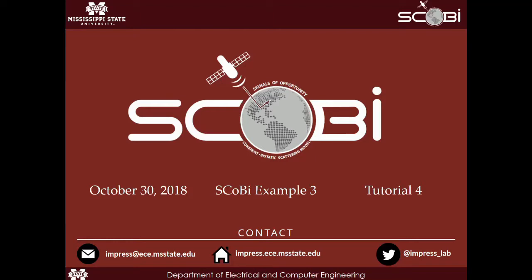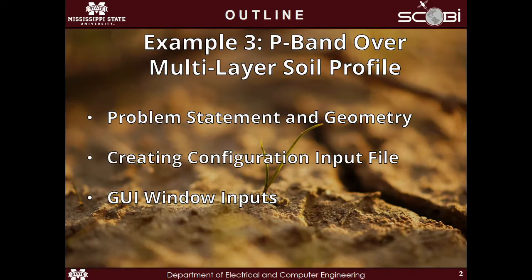Hello everybody and welcome back to the fourth part in our SCoBi Signal of Opportunity Coherent Bistatic Scattering Model tutorial series. This is the third example coming out of our user manual. We're going to be talking about a time series analysis as well as a root zone soil moisture profile analysis within this section. So this is the outline for this video.